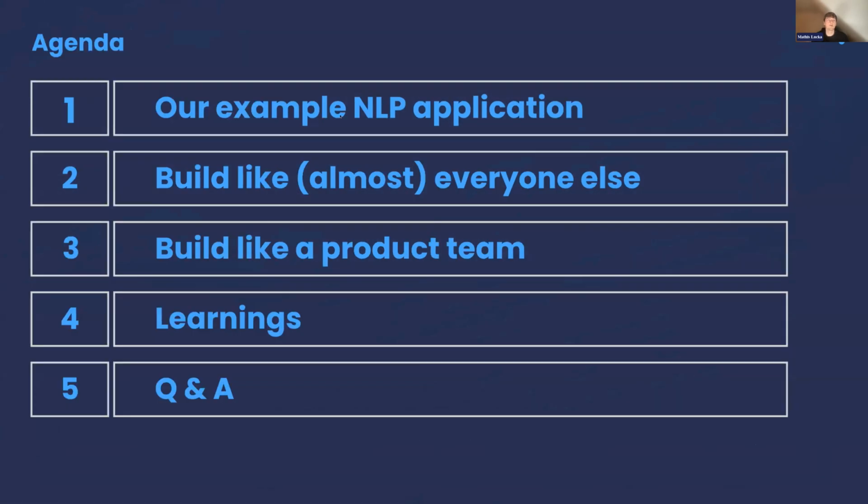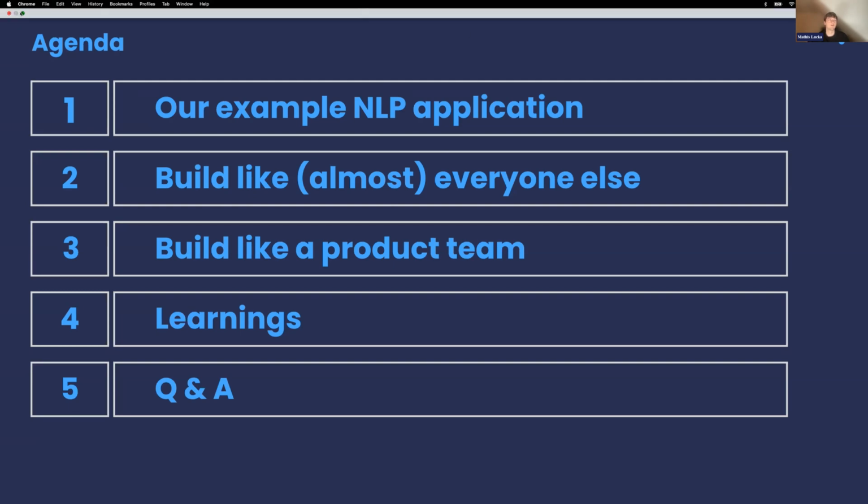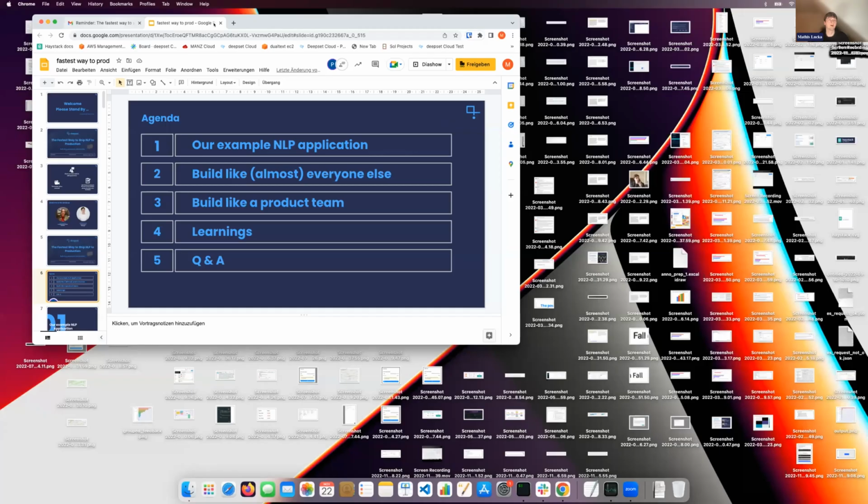So we're going to do that by building an example NLP application together, just on the slides, not in real life. And then we're going to build it two ways. We're going to build it the way that almost everyone else does. And then we're building it like a product team would. And in the end, we're going to talk about some learnings and what we can actually gather from that.